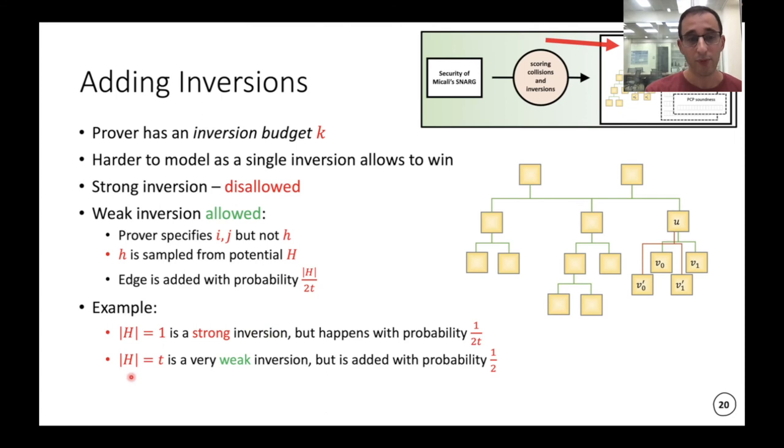On the other side, he can make H very large. The largest possible is T. You can have at most T nodes connected because he has to connect them first. This would be a very weak inversion, but it's added with probability 1/2. So you can have many potential nodes, and then you add the edge with higher probability. But your edge is going to be added to a random node from H. So you cannot really specify exactly where the inversion is going to be. You have a big bucket of potential nodes. You say, I want an inversion with one of them, and with high probability, you have an edge that connects a random one. So this is the trade-off between a strong and a weak inversion. And of course, he can do anything on this trade-off that he wants.